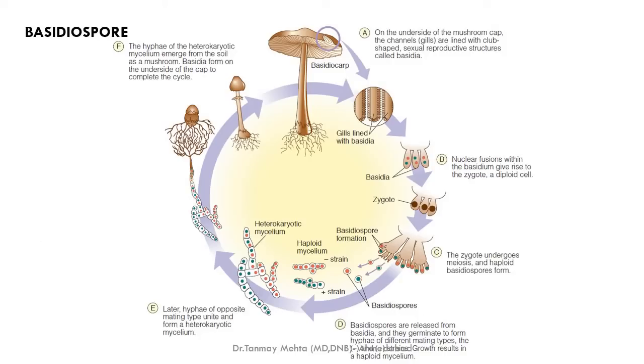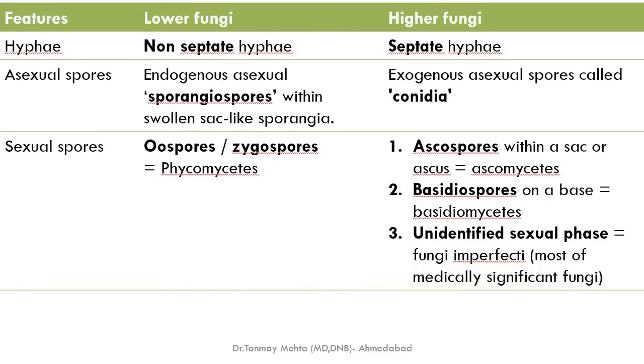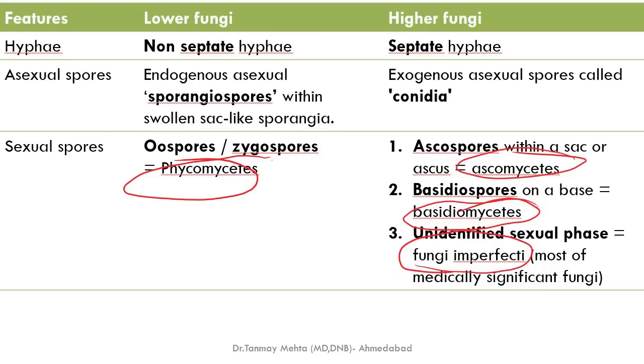So if you are overwhelmed by this information, let me give you a basic summary. Based on sexual spore production, you can classify the fungus into basically 4 main groups: Phycomycetes, Ascomycetes, Basidiomycetes, and another group, Fungi imperfecti. Now let us understand from the discussion above how to do this.